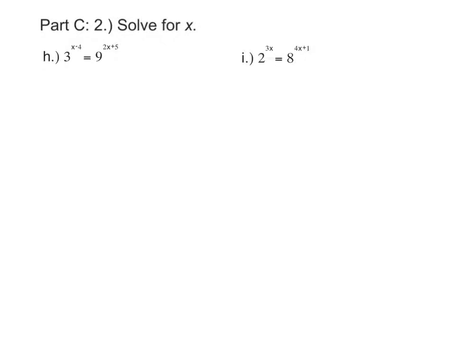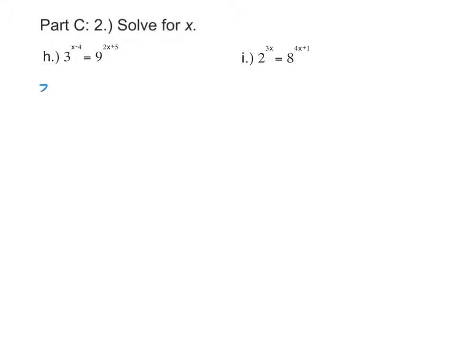When we're trying to solve some exponential equations, it's best when I have the bases being equal to each other, because if the bases are the same, then the powers would be the same. In these two problems, they're not the same. However, there is something that I notice. In part H, when I have 3 to the x minus 4 is equal to 9 to the 2x plus 5, that 9 is a power of 3.